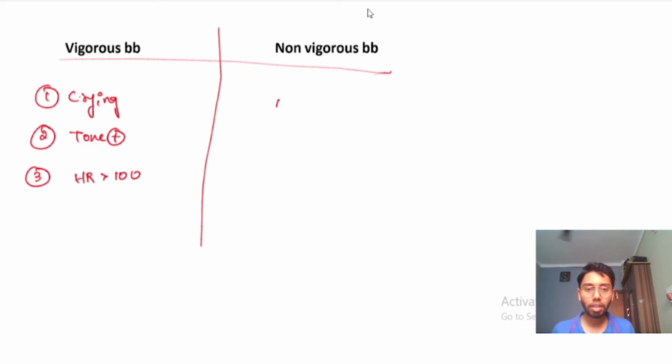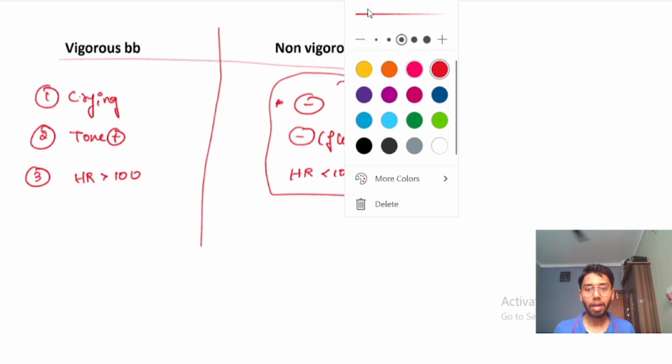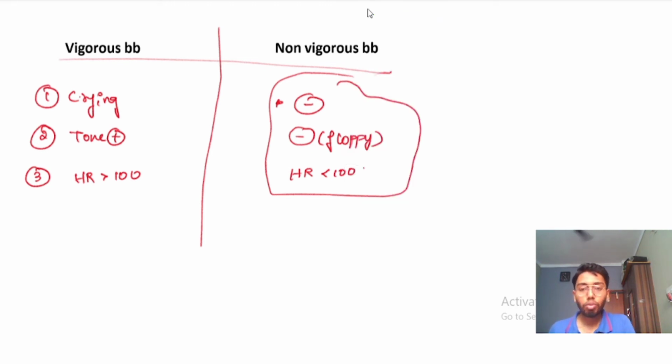Exactly opposite to that, the baby is not crying. The baby's tone is not proper. Either the baby is floppy or literally the tone is not at all there. And if the heart rate is less than 100, then it is not a vigorous baby. It is a non-vigorous baby. So the management comes as far as this non-vigorous baby is concerned. We will have to immediately manage them. And there comes the role of the pediatrician. Fine. So what we'll have to do?